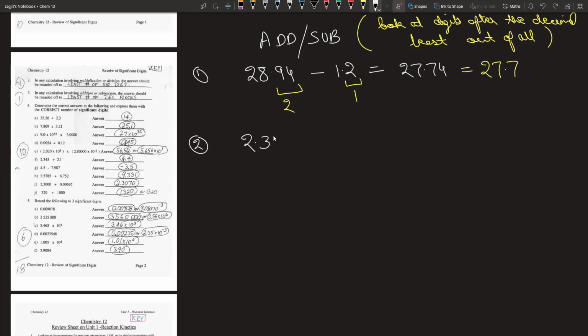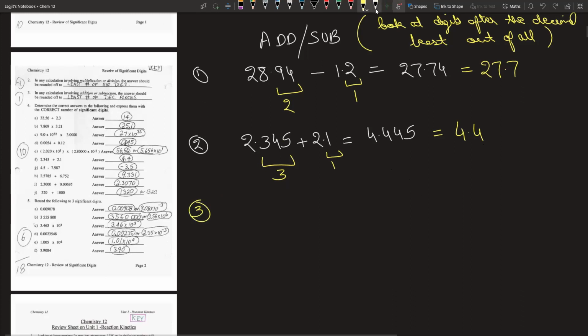What if I give you 2.345 plus 2.1? So let's blindly punch it in. 2.345 plus 2.1 gives you 4.445. Then we say, okay, let's look at the numbers after the decimal. We have 3, and over here, we have 1. My answer should have the least out of those. My answer should only have 1. So you would say this is 4.4.